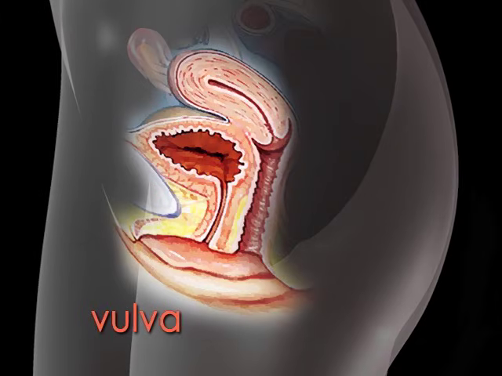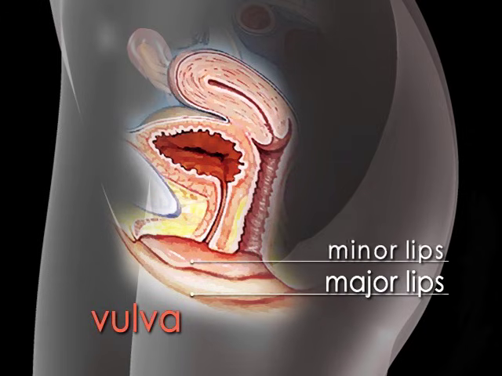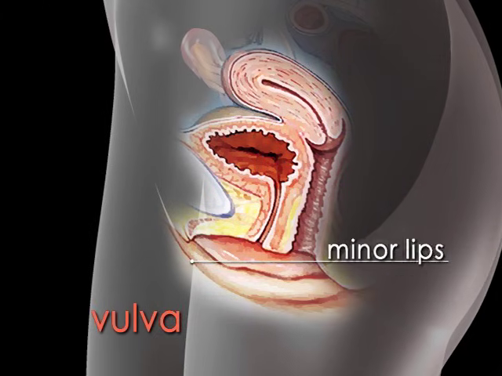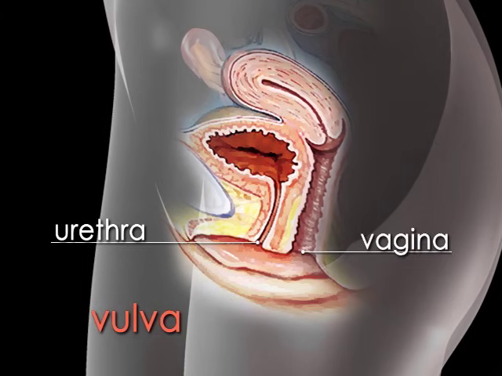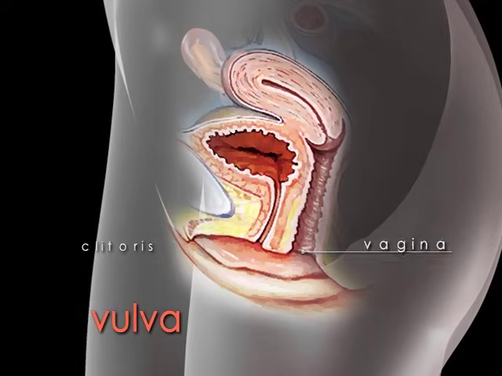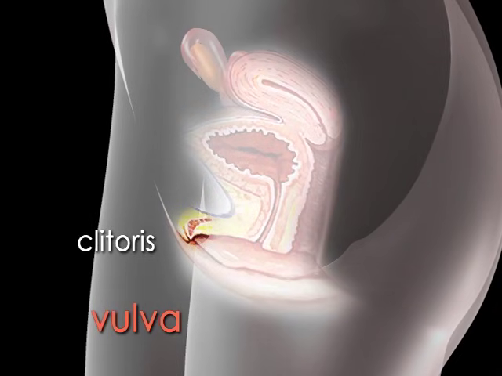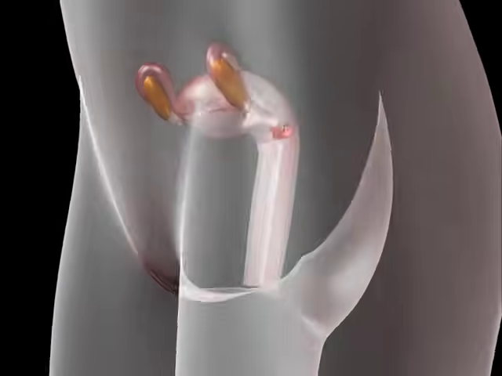The vulva is the external part of the female reproductive system. It includes the major and minor lips, the openings of the urethra and vagina, and the clitoris. Like the penis in a male, the clitoris has many nerve endings that make it very sensitive to touch.